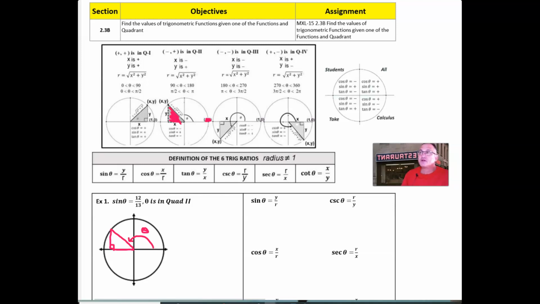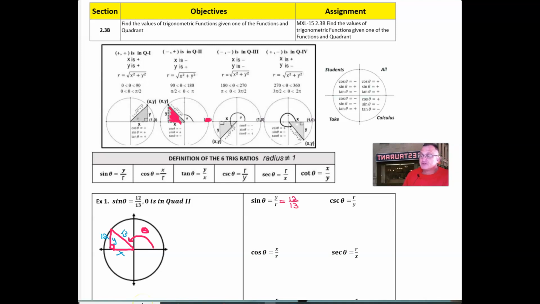Now what you're going to do is take this information that you know about sine. The sine of an angle we already know is, in this case, 12 over 13. So what that tells us is that the r is 13. That's the radius. So I can put 13 here. Then I have an x-coordinate and a y-coordinate, but I know what the y-coordinate is from the sine. The y-coordinate is 12.